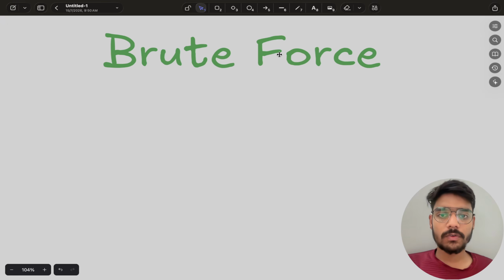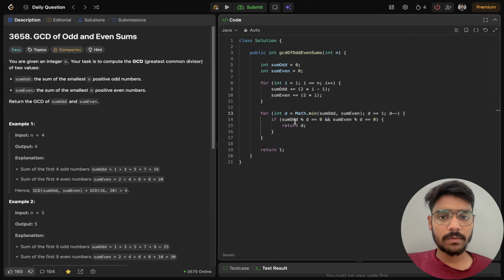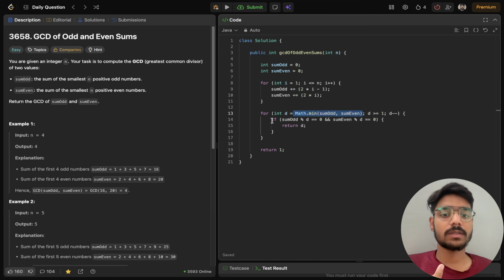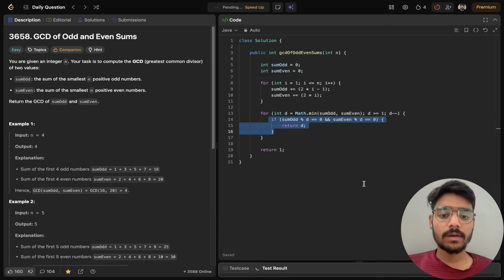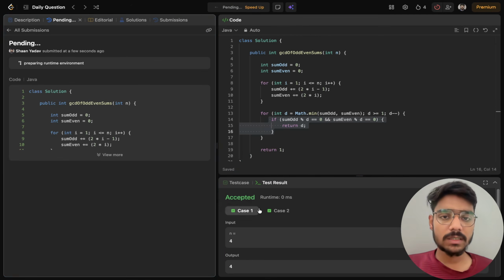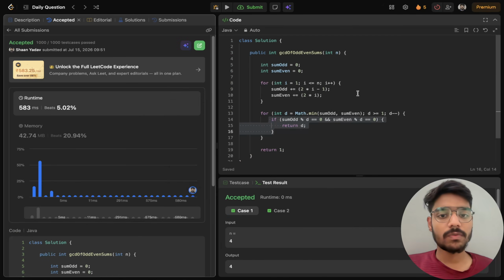Let us have the brute force method. So this is the brute force method we have. We need to find the sum of the first n odd numbers and the sum of the first n even numbers. Now let us take the minimum of it and just return the greatest common divisor. Let me run it. After running, we can see that these test cases are accepted. Now after submitting it, we can see that this question is submitted. So the brute force also works.